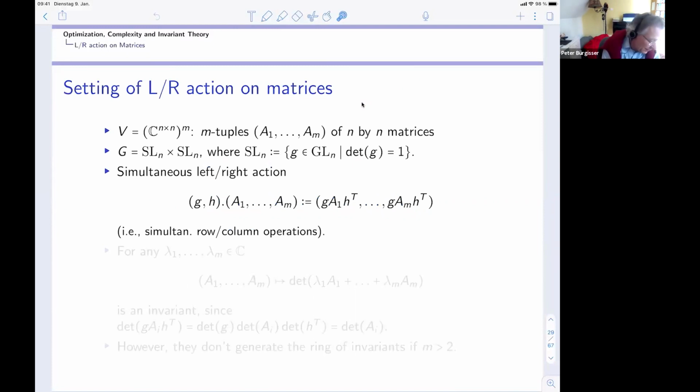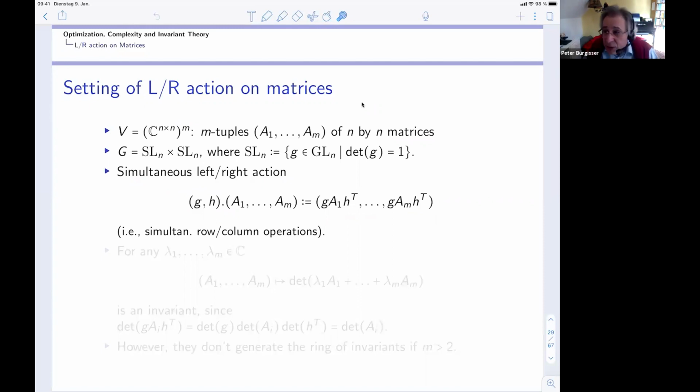So what do I have here? My vector space consists of m-tuples of n by n complex matrices, and the group is SL_n times SL_n. Recall SL_n is just the group of matrices of determinant 1. And the action is simultaneous action from the left and from the right. So it's defined here. You can also think of it as simultaneous manipulation of the rows and the columns, if you like that better. Okay, so this is the definition.